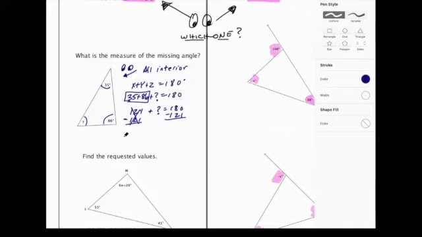Okay, so that's going to be 59. So the question mark equals 59. So you go back and read the question. What was it asking for? It was asking for that missing angle. So we're done. So you don't put question mark equals 59 in Get More Math, you just put 59.